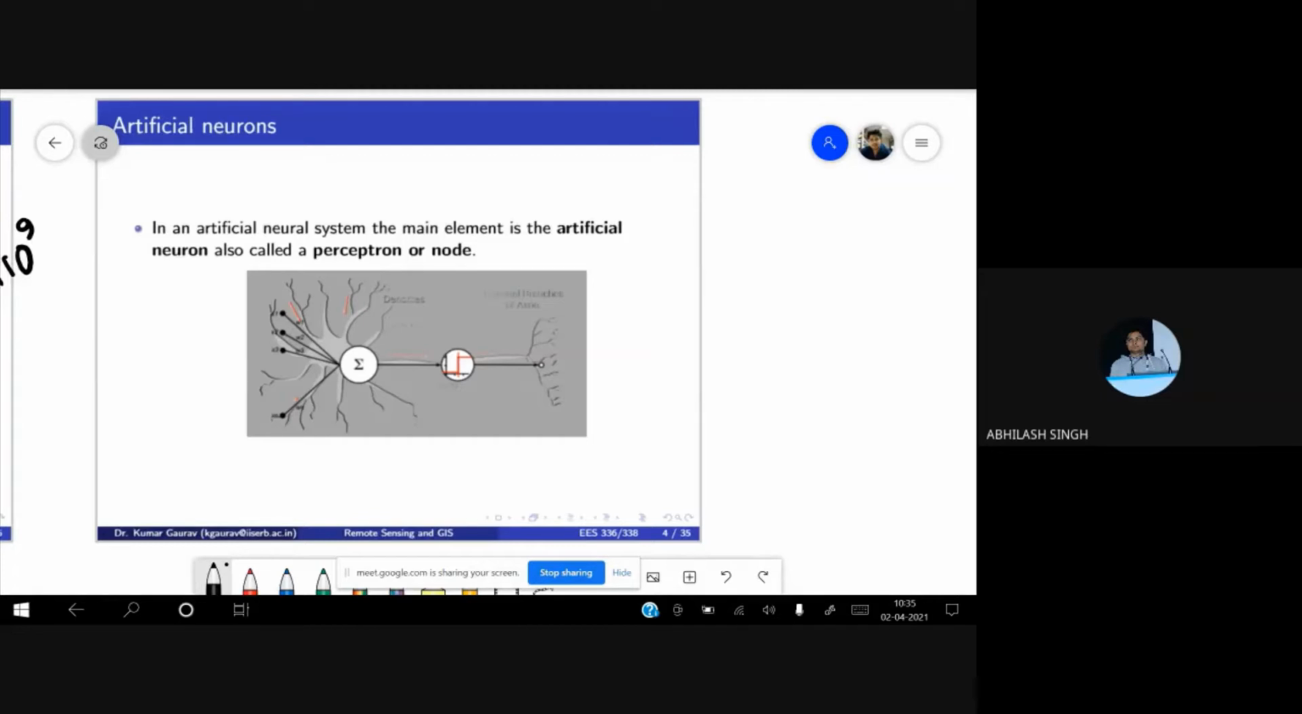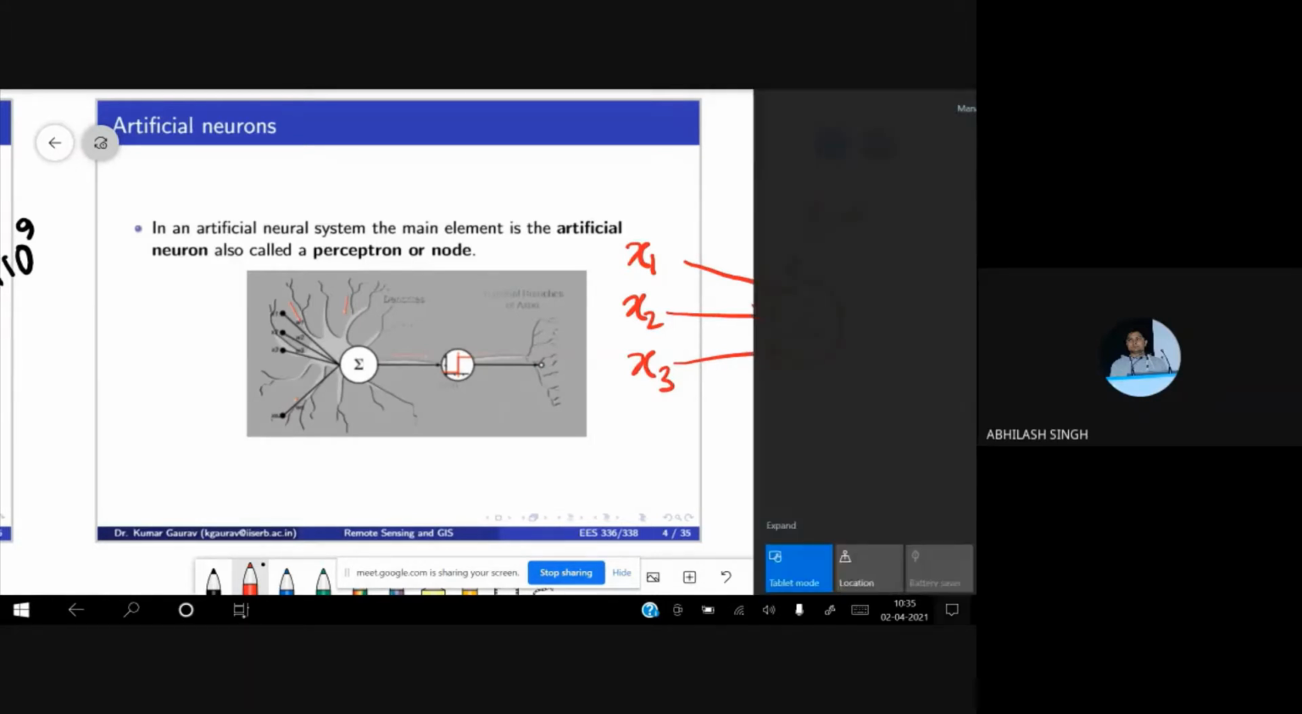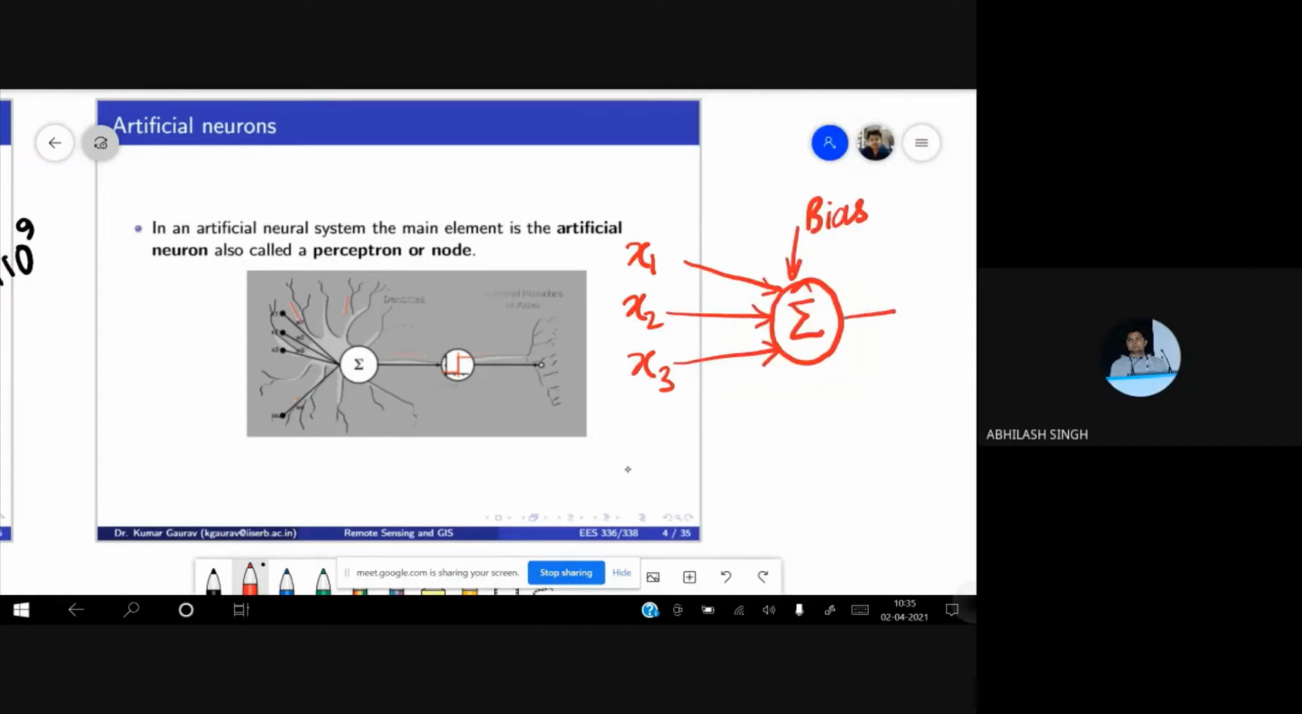Let me draw it once more for your understanding. The figure is not clear, sorry for that. This is your cell body. This is your input x1, x2 up to xn. A bias term is there, and this is sent to an activation function. So what is the output here? It will be bias plus x1 w1, sorry, I missed the weight, w1, plus x2 w2 plus x3 w3.